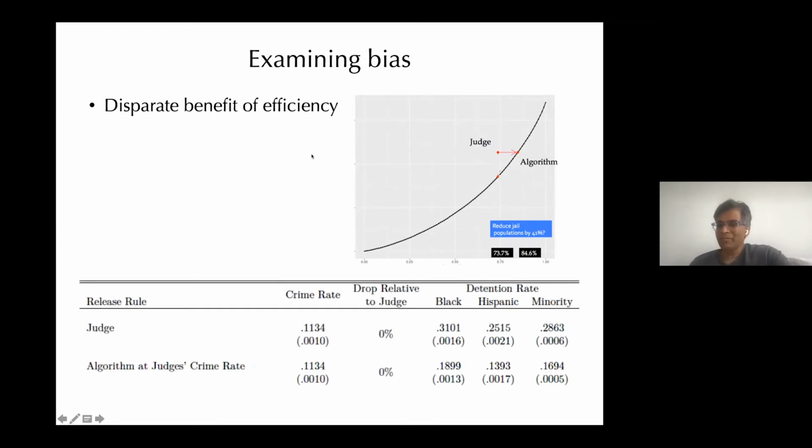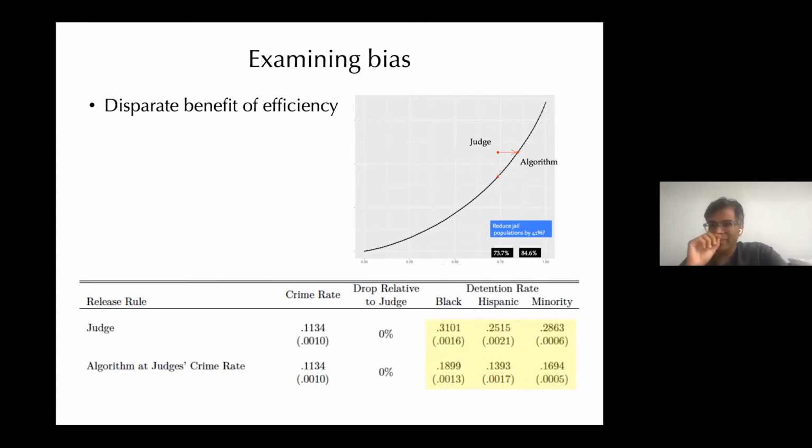So there's a disparate benefit of the fact that the algorithm is simply more efficient and therefore can release a lot more people. Because guess what? If you release a lot more people, who does that benefit? It's the kinds of people who are in jail. And I just showed you the kinds of people who are in jail in the American system. It's minorities. So if you went across the curve, you'd see huge reductions of minorities in jail.